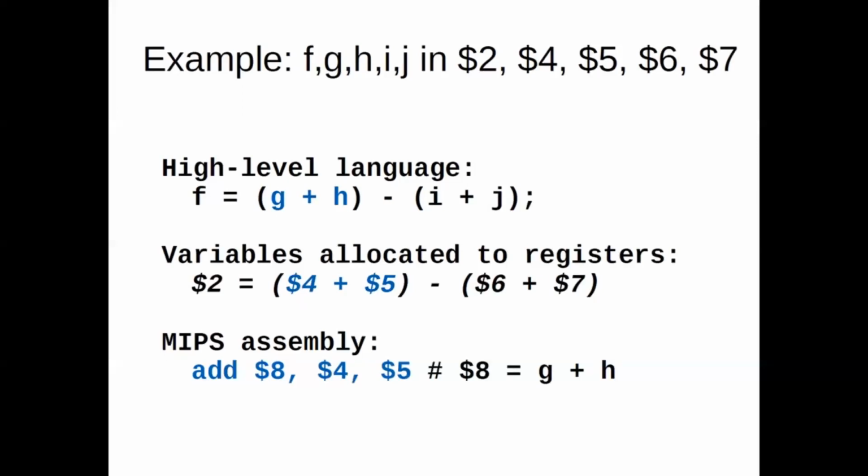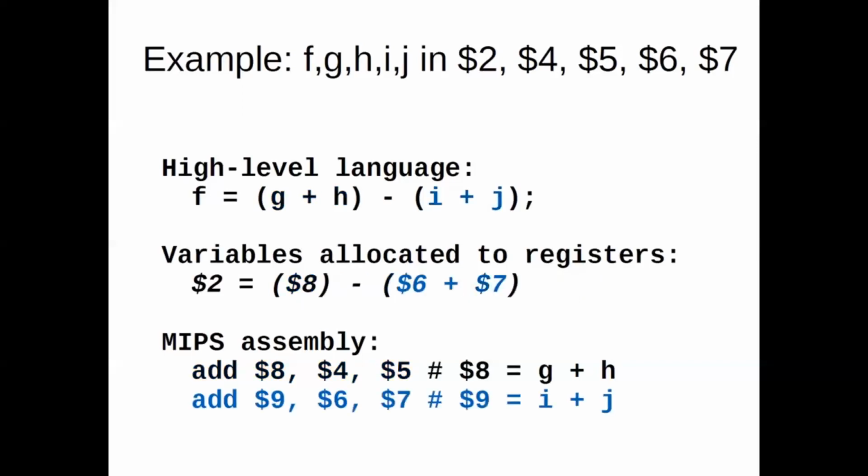It is a temporary storage location for the intermediate result generated for the addition of g and h. The next sub-expression to calculate is i plus j. This is $6 plus $7, so the MIPS assembly instruction is add $9, $6, $7. Here again, $9 is a temporary register that's allocated to store the intermediate result of i plus j.